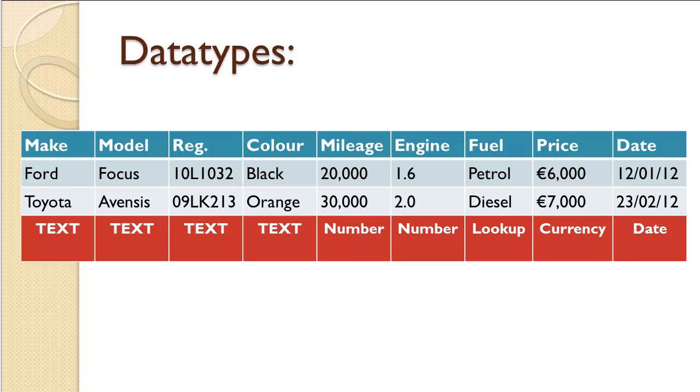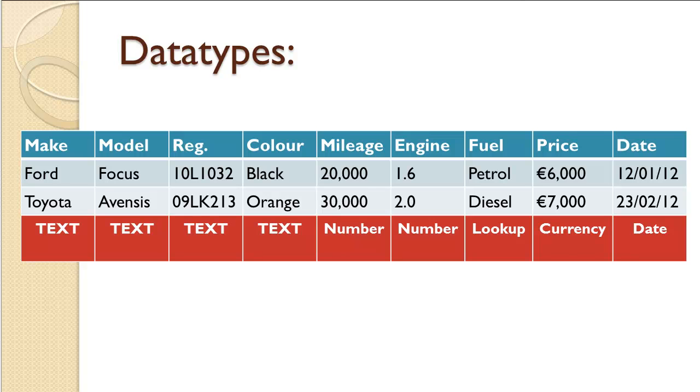You cannot carry out certain searches on text fields such as greater than or less than. You can only carry those out on number fields. So if you look across to mileage, that's our first number field. Engine is also a number field. Fuel could be a text field, but I've chosen to make it a special type of field called a lookup field.